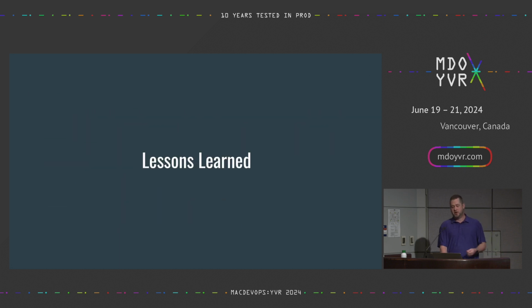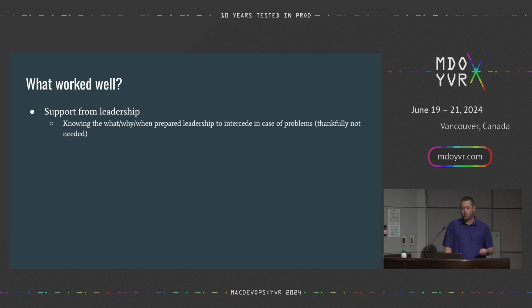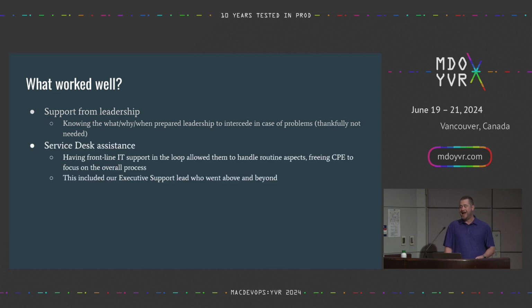So what are some lessons learned that hopefully will help anyone else looking to migrate? What worked well was knowing the what, why, when, and having prepared leadership to intercede in case of problems, which thankfully for us was not needed. Having frontline IT support in the loop allowed them to handle the routine aspects, freeing the CPE team to focus on the overall process. And this included our executive support lead, who went above and beyond, answering questions all hours of the night. No one asked him to, he just did it.